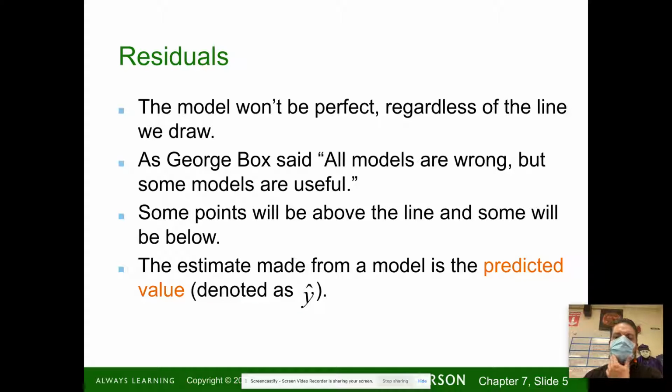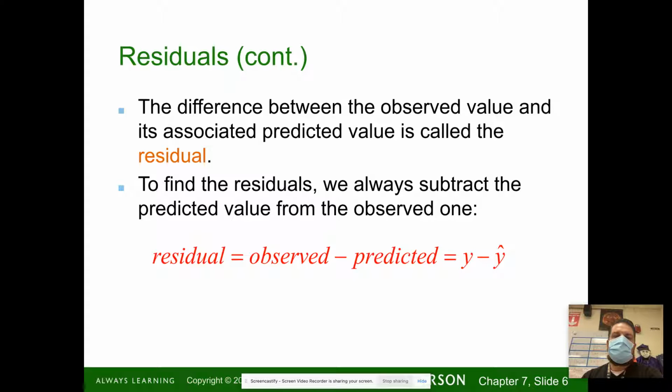Some points will be above the line and some will be below the line, and the estimate made with the model is the predicted value denoted by y hat. So that little symbol there that goes above the y, we call that y hat. The difference between the observed value and its associated predicted value is called the residual. So to find the residuals, we always subtract the predicted value from the observed one.